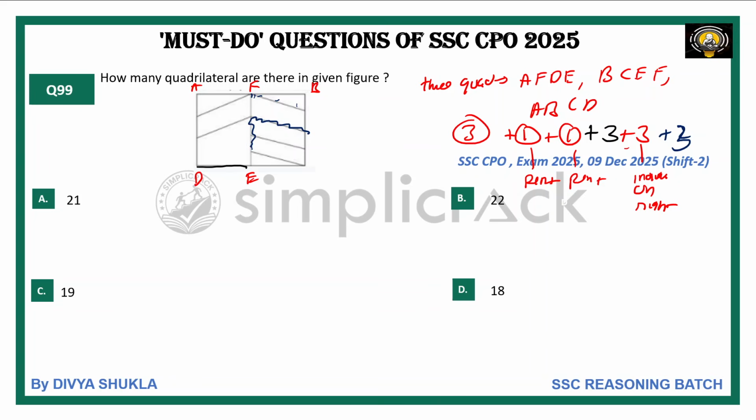So from this I can say that this much is one quadrilateral and this much is one quadrilateral. So two quadrilaterals are formed like this. What about the top part?